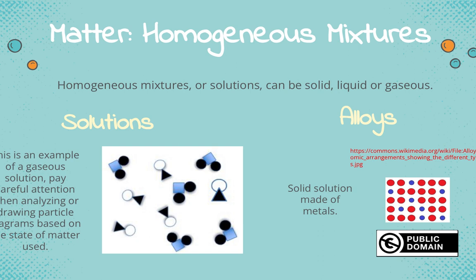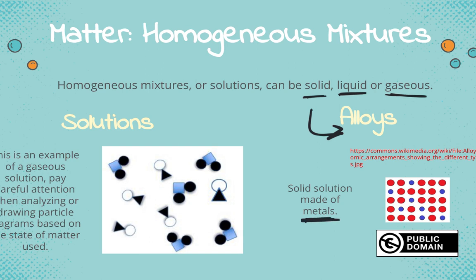But solutions don't have to be gaseous. They can be liquid or they can be solid. When we're talking about solid solutions or solid homogeneous mixtures, we utilize the term alloy. Some of you may have heard this term before, and there are different types of alloys that we're going to get into later on. But right now you just need to know that a solid solution or homogeneous mixture is called an alloy, and it is made up of metals.